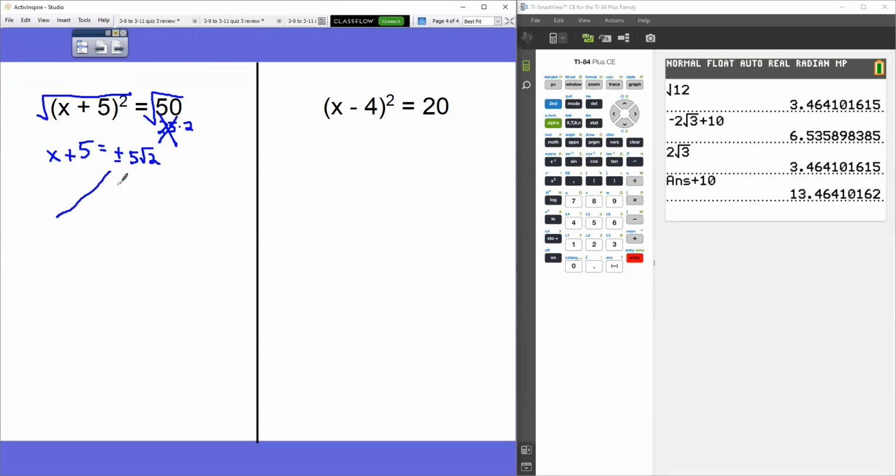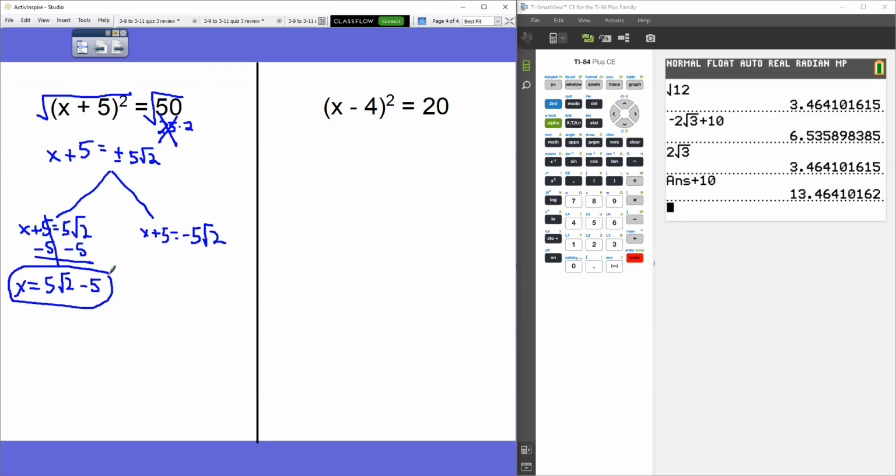So this ends up being plus or minus 5 radical 2. So now you want to split it into 2. We have x plus 5 equals 5 radical 2. And we have x plus 5 equals negative 5 radical 2. We want to get the x all by itself. So I would do minus 5 and minus 5. So our final answer in simplest radical form would be 5 radical 2 minus 5. That would be our positive answer there.